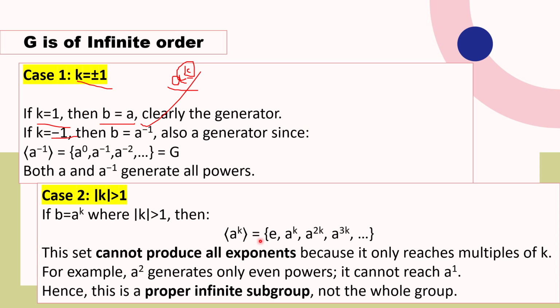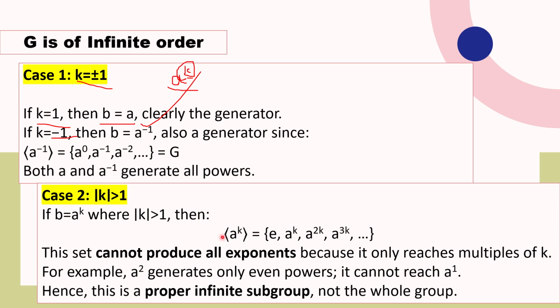A raised to k generates e, a^k, a^2k, a^3k and so on. So what did we see? k is greater than 1, right? Sorry, in the previous sentence I just said minus. That's not true. We are saying only k greater than 1, not less than 1, right? So when k is greater than 1, we get a^k, a^2k, a^3k. We are not getting the negative powers. Here we do not get the negative. We only get the multiples of k, right?